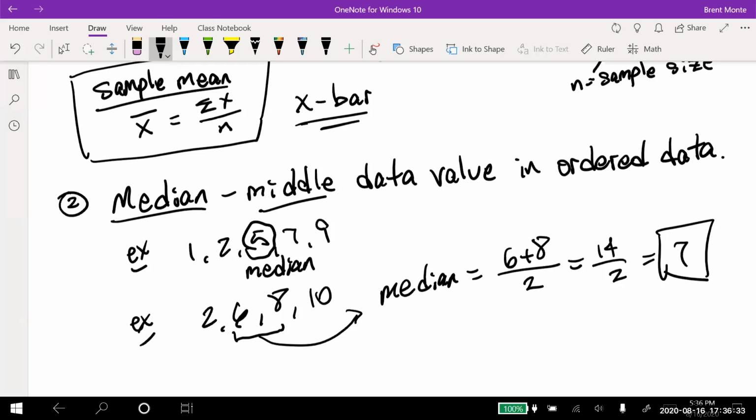Okay, so that's the idea. If there is a true middle, it's the one right in the middle, if you have an odd number of data pieces. If you have an even number, it's the average of the 2, quote, middle pieces. Okay, so that's the median. Again, you'll use that when you have some extremely high or extremely low values.